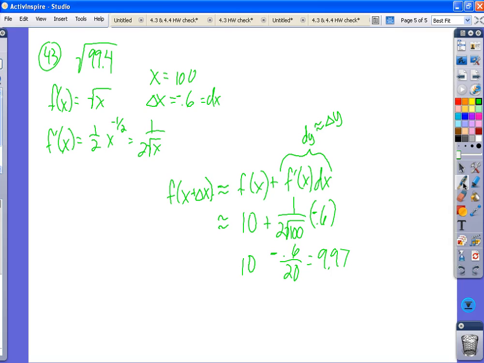That's our approximation for the square root of 99.4. How about if we see how close we are? What is the square root of 99.4? 9.969. 9.97 if we round to the nearest hundredth. That's a good one.